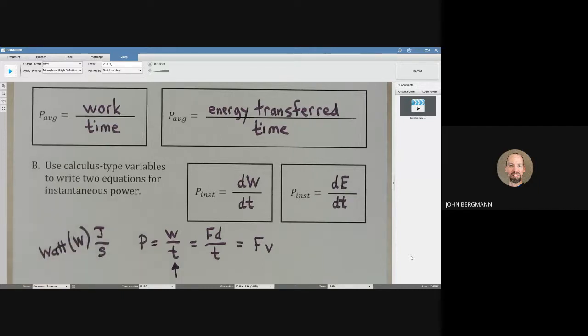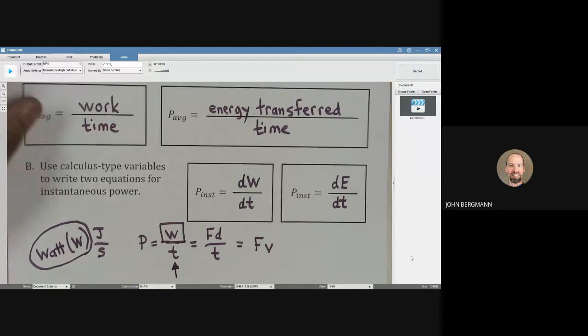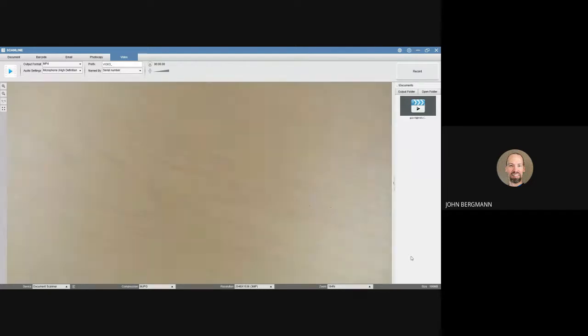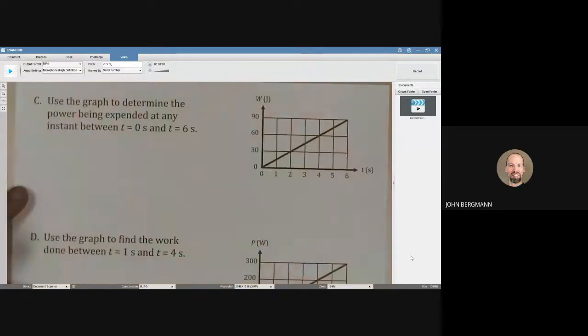So you want to be careful here because we've got two capital W's. We've got this one over here, which is the unit for power, capital W. And then we have this one right here, which is the variable symbol for work. So just be very careful when this kind of thing comes up. Let's try a couple of examples.